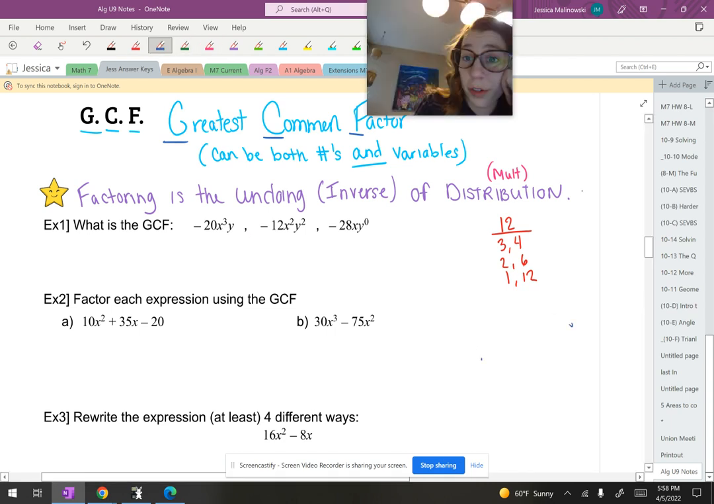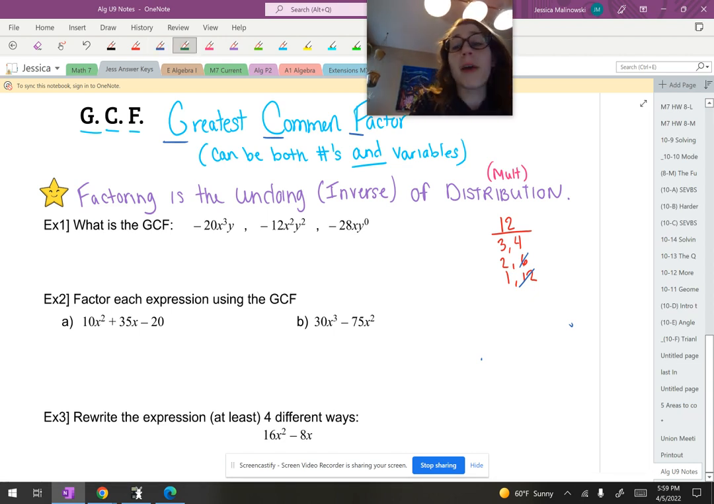We want the greatest one, so let's start with the greatest one, 12. I know 12 definitely doesn't go into 20, so definitely not that. 6 goes into 12, obviously, but not 20. Can't be that. 2, that's not the greatest one. Let's go to 4. 4 goes into 20, check. 4 goes into 12, check. And 4 goes into 28, 4 times 7.